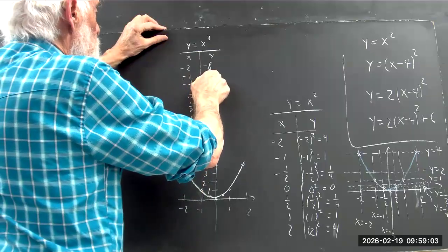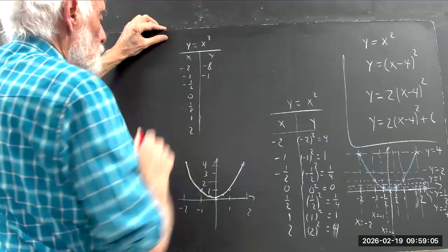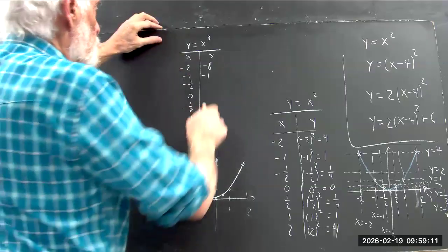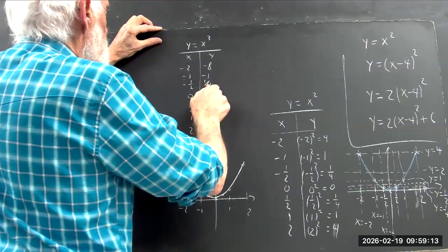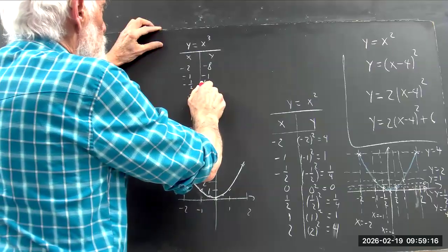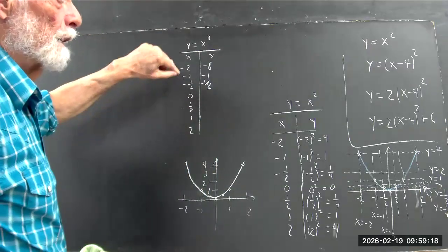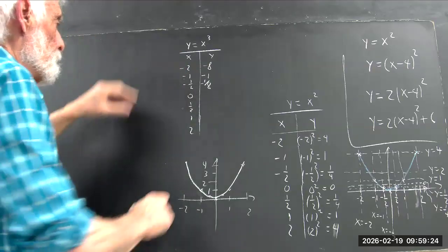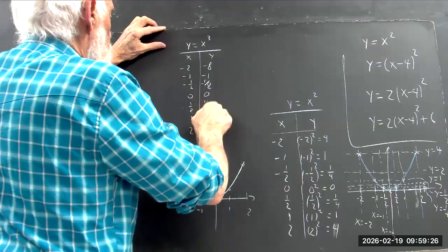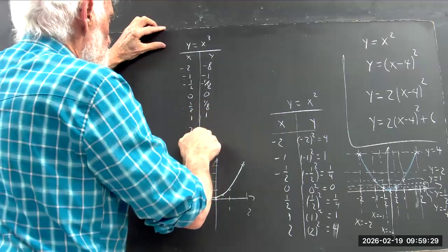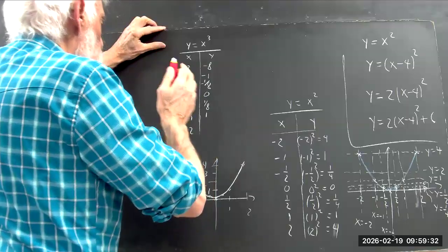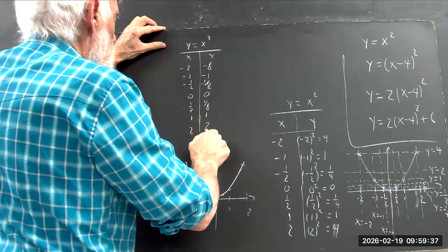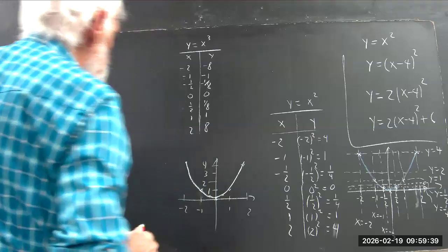Similarly, negative 1 cubed gives you negative 1. Negative 1/2 cubed: 1/2 times 1/2 is 1/4. Multiply that by 1/2, you get 1/8. And it's negative because you're multiplying negative 1/2 times negative 1/2 times negative 1/2. Three negatives makes a negative. And you get 0 when x equals 0. And then you get 1/8 when x equals 1/2, 1 when x equals 1, and 8 when x equals 2.